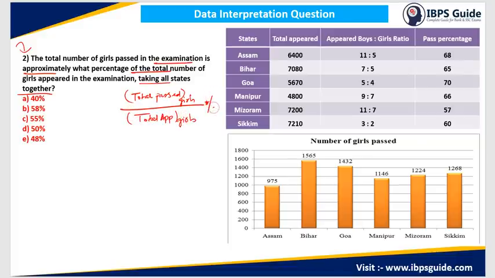So how we are going to find this? First we will try to add these values so that I will get the total number of girls who have passed. पहले मैं इन सबको ऐड कर दूंगा जिससे कि मुझे टोटल नंबर ऑफ गर्ल्स मिल जाए. उसके बाद हम appeared जो है इस रेशियो के हेल्प से निकाल सकते हैं.